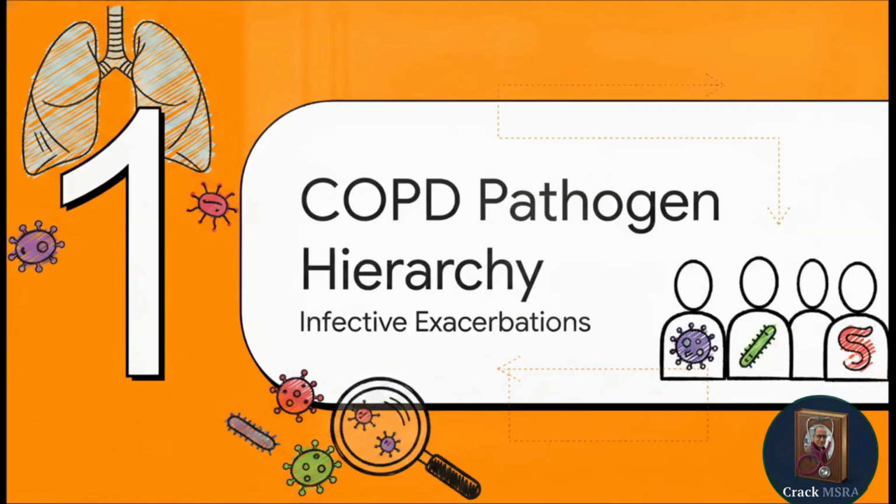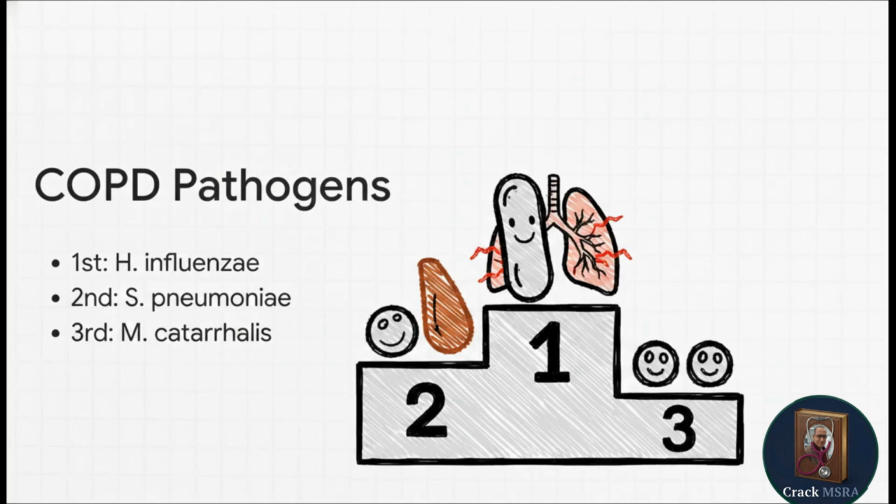Okay, let's dive into Section 1, the COPD pathogen hierarchy. When you get a clinical vignette describing an infective exacerbation of COPD, there is a very strict hierarchy of suspects you need to line up. Examiners love testing this. Your undisputed #1 most common pathogen is Haemophilus influenzae. It's a gram-negative coccobacillus that just loves to colonize damaged airways, which is exactly what we're dealing with in COPD.